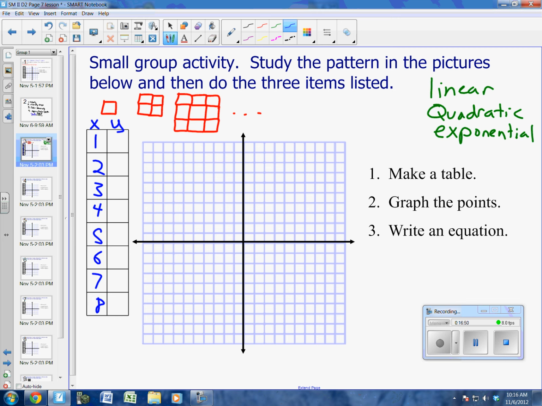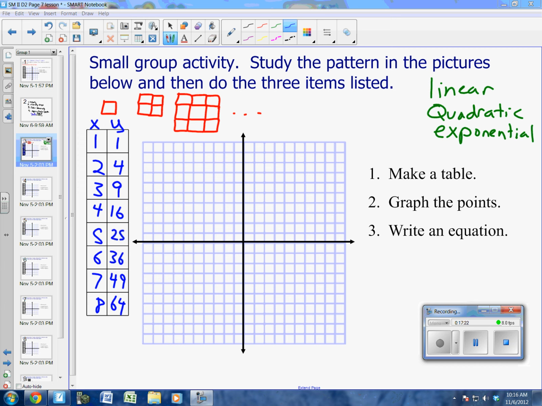Now, how many blocks were in each square? A 1 by 1 is 1. A 2 by 2 is 4. A 3 by 3 is 9. A 4 by 4 is 16, 25, and so forth. Okay, so we filled out the table. Now we're going to graph it.